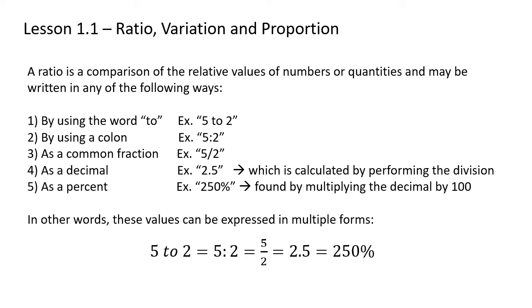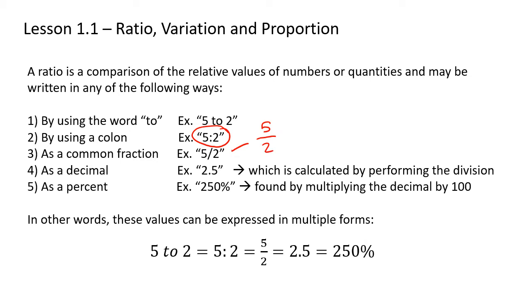So a ratio is simply comparing relative values of numbers or a given quantity. And you might see it or hear it in different ways. So you might see something shown as 5 to 2, or 5 parts to 2 parts, or if you use a colon, 5:2. A common fraction, this could also be written as 5 divided by 2.